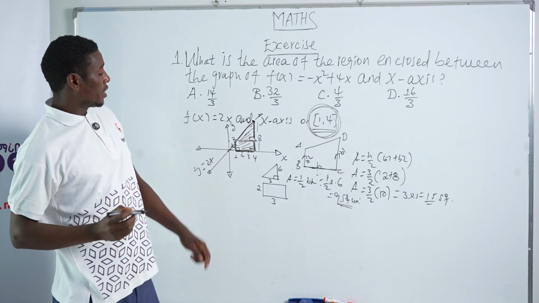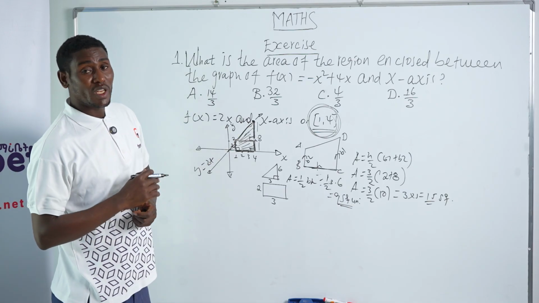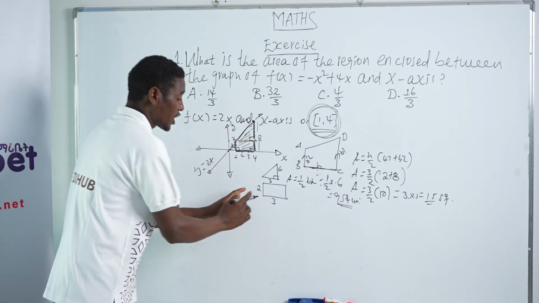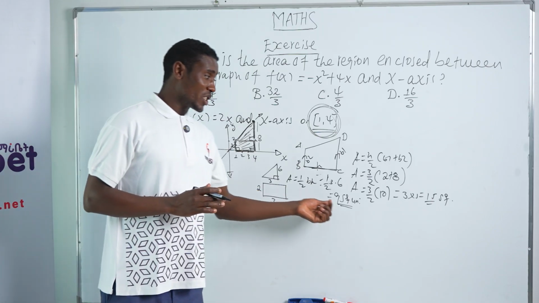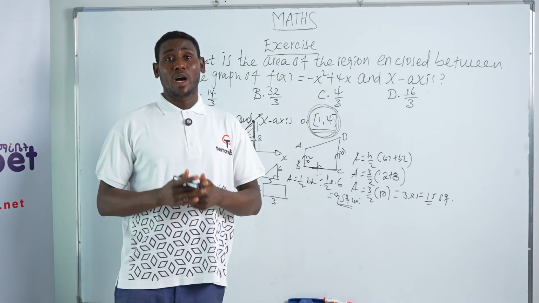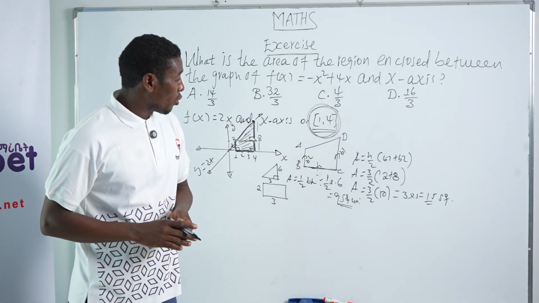The area of the triangular region is 9 square units, and the area of the rectangle is always length multiplied by width. That's 2 by 3 is 6. 6 plus 9 is 15 square units. Anyhow, we can use their own formula.